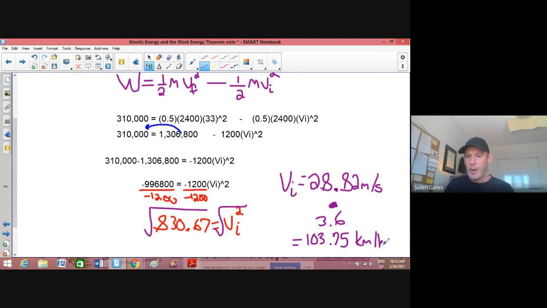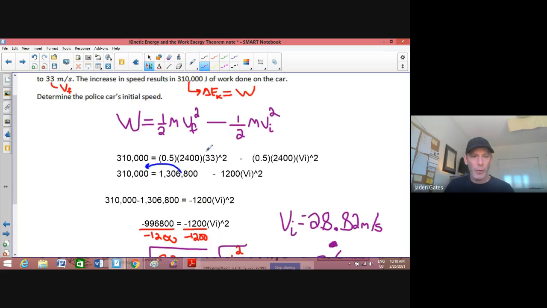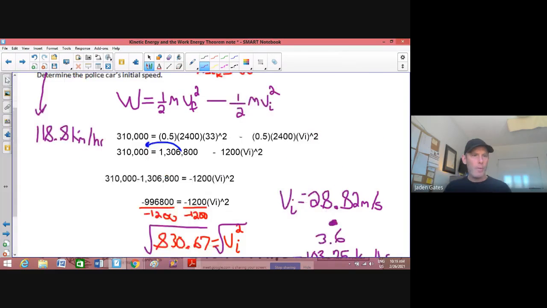And let's see, what do they end up with? 33 meters per second. In terms of kilometers per hour, that is, again, times by 3.6. 118.8 kilometers per hour. So the police officer didn't speed up that much, but they did. All right. Next one up.